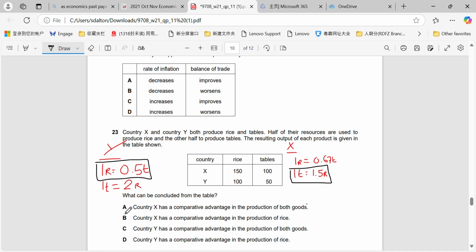So country X has a comparative advantage in both. We can see that's wrong. Country X has a comparative advantage in rice. We can also see in that case here that that's wrong. Country Y does not have an advantage in both, but country Y does have an advantage in rice, as we can see here from what we calculated under our theory of comparative advantage.